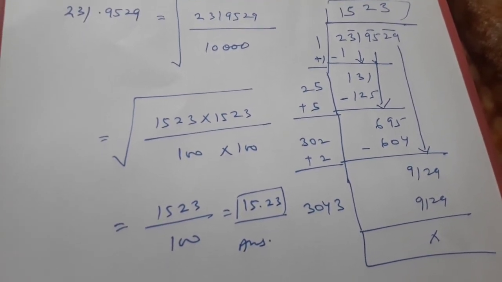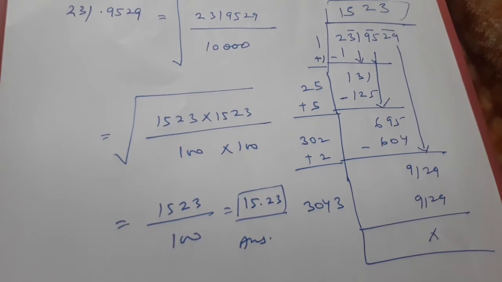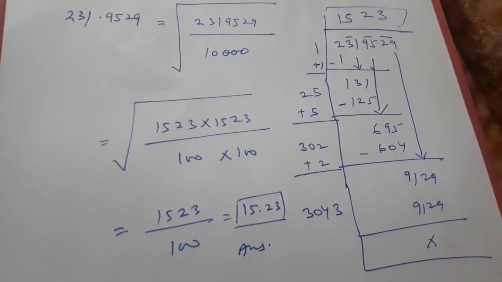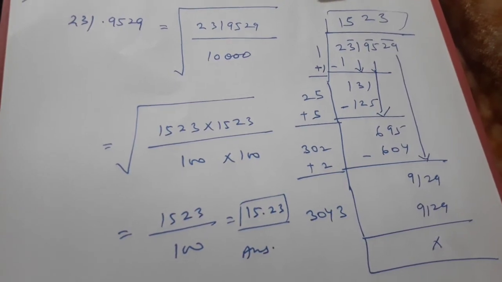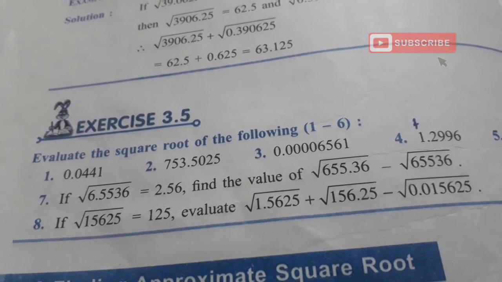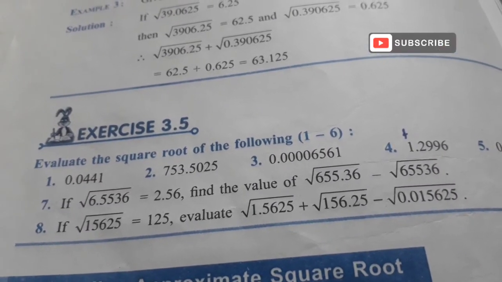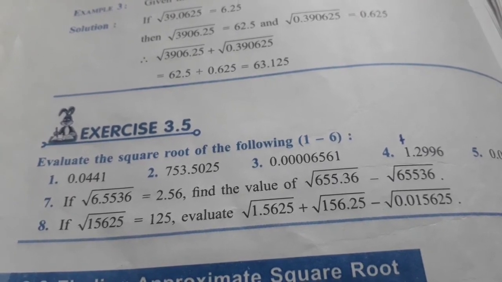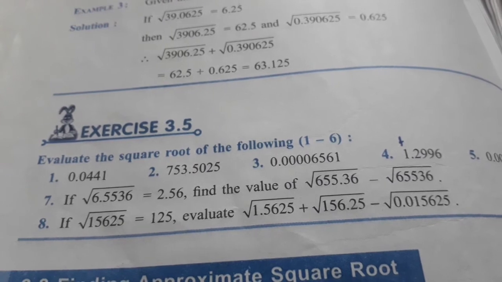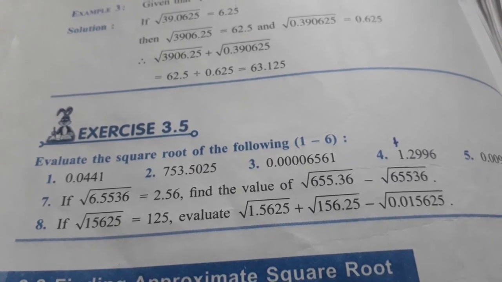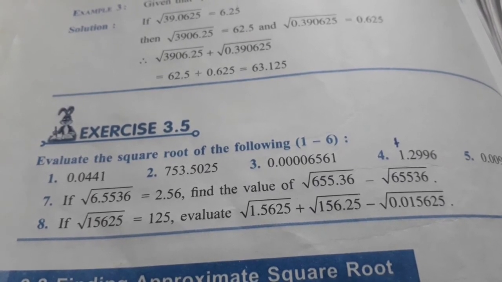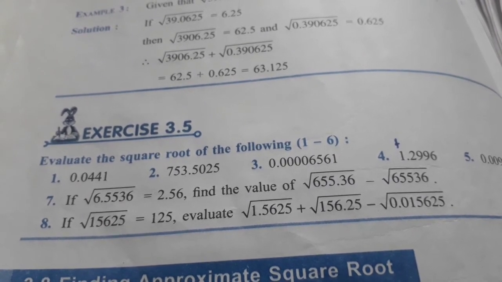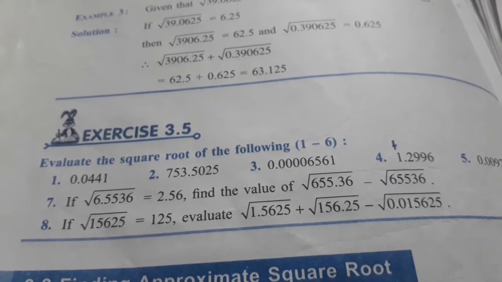Question number 7 and question number 8 of exercise 3.5 are slightly different. So let's check out how to solve question number 7 and question number 8. Question number 7 is: if root 6.5536 is equal to 2.56, find the value of root 655.36 minus root 65536. So let's check out how to solve it.